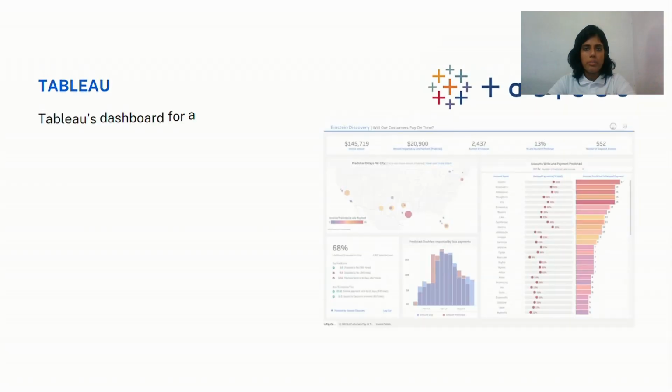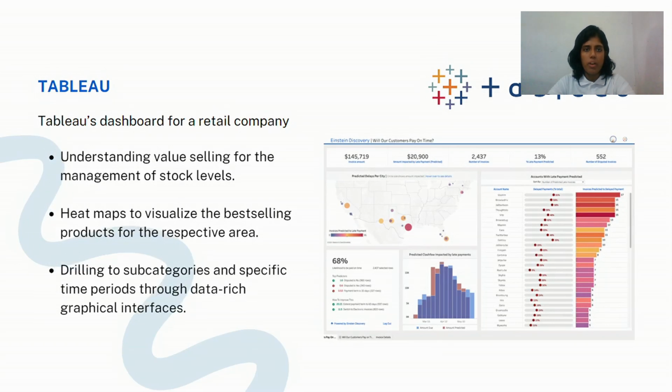It uses a heat map to visualize best-selling products in different areas, and its data-rich graphical interfaces allow drilling down to subcategories and a specific time period, offering a detailed view of sales performance and trends. Let's take a look at the best real-time applications of these data visualization tools. They are highly effective in various business scenarios.